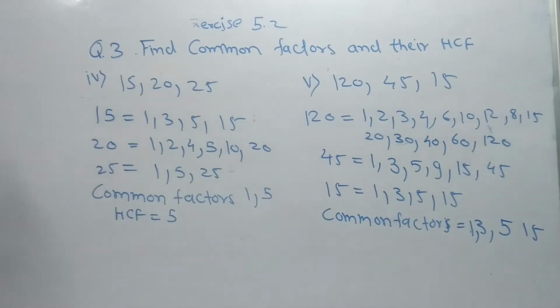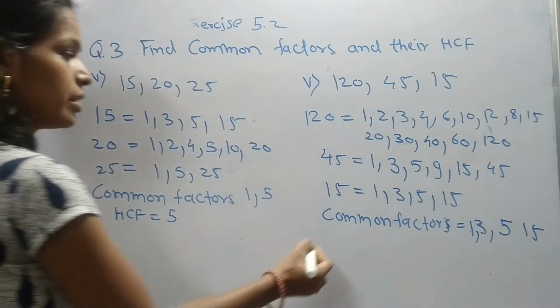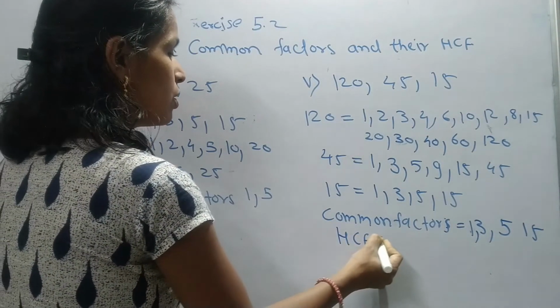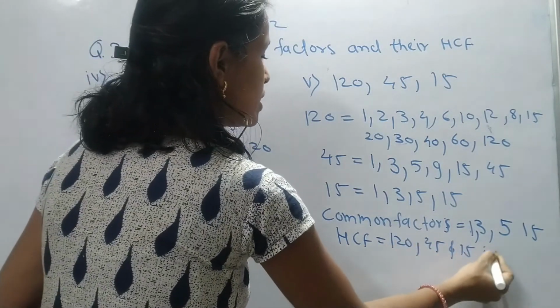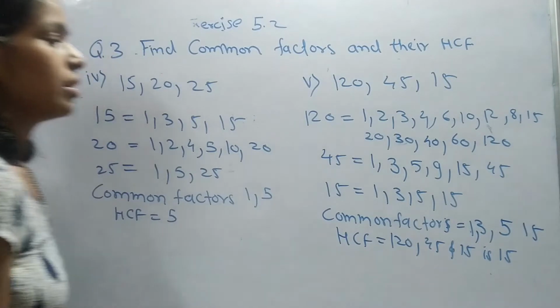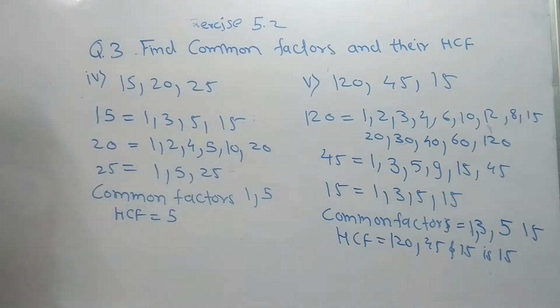So therefore, the highest common factor is 15. Hence, the HCF of 120, 45 and 15 is equal to 15. This is question number 3.